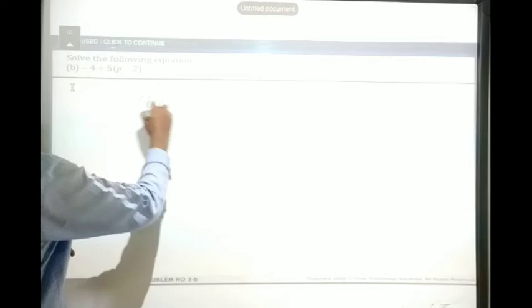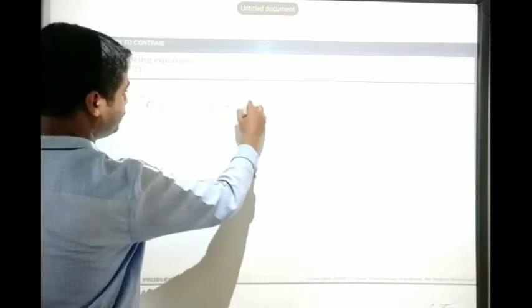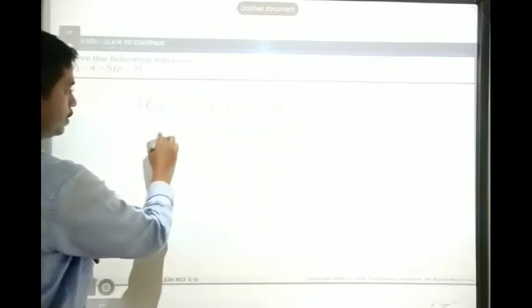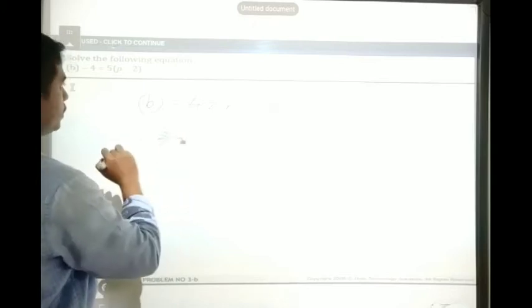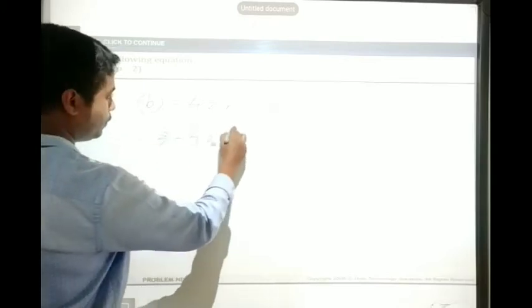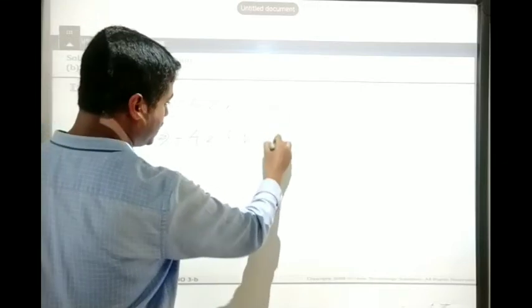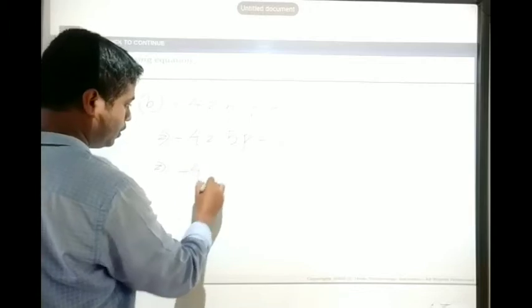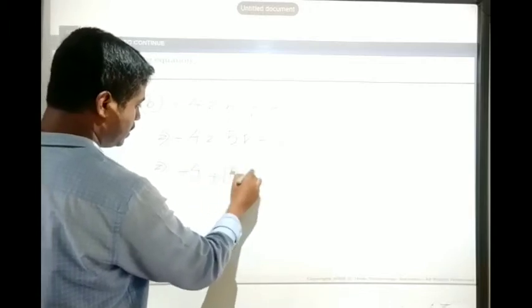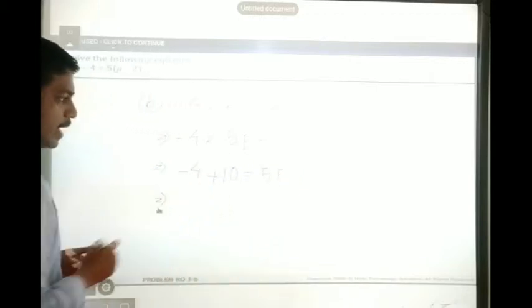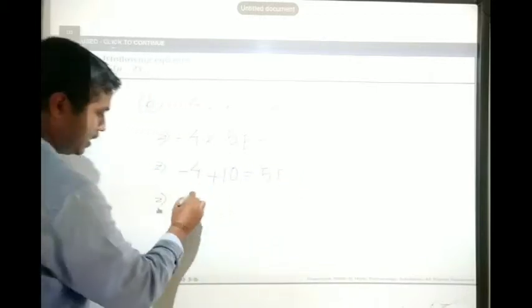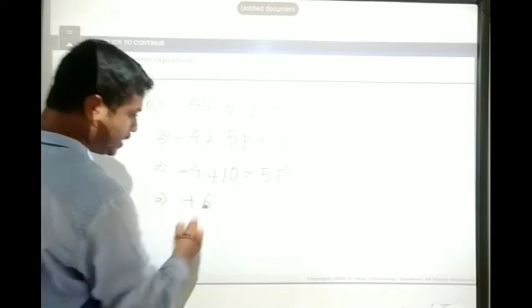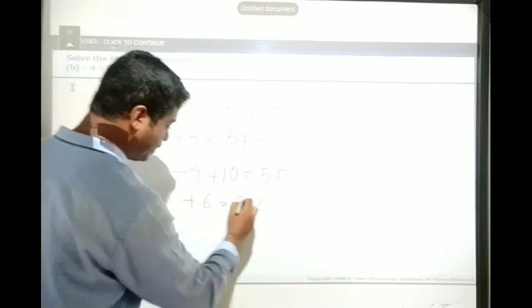So our question B is minus 4 is equal to 5p minus of 2. Okay, so minus 4 is equal to 5p, 5 to the 10. This will be equal to minus 4 plus 10 is equal to 5p. Minus 4 plus 10, what will you get? Minus 4 plus 10, it will be plus 6 will be equal to 5p.